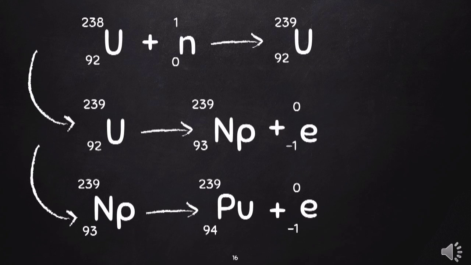Uranium-238 is relatively stable, but uranium-239 will relatively quickly decay naturally using beta decay. So it will become neptunium-239, and then neptunium-239 also decays relatively quickly into plutonium-239, which is a usual element that we use in nuclear reactors. The last two examples are spontaneous nuclear reactions because they just decay naturally on their own.